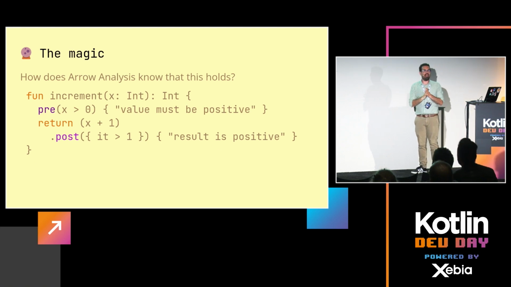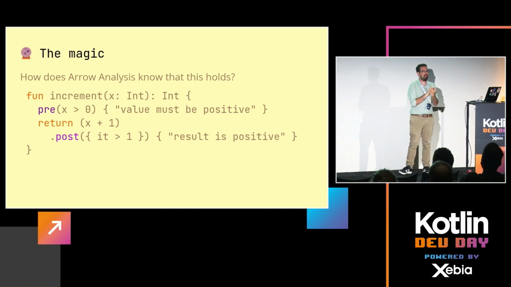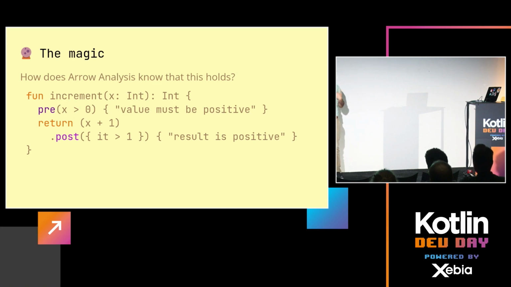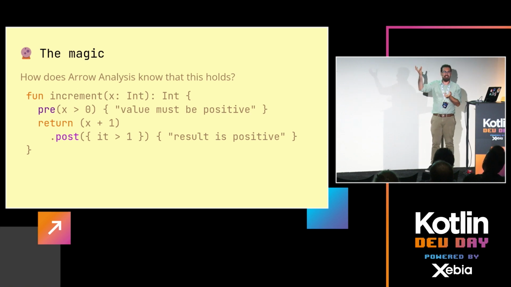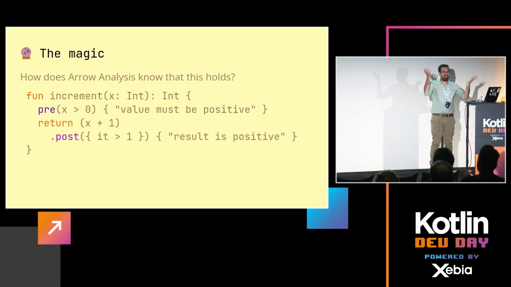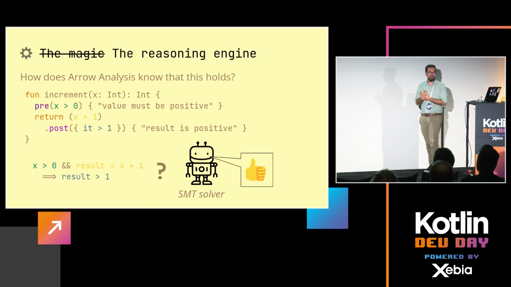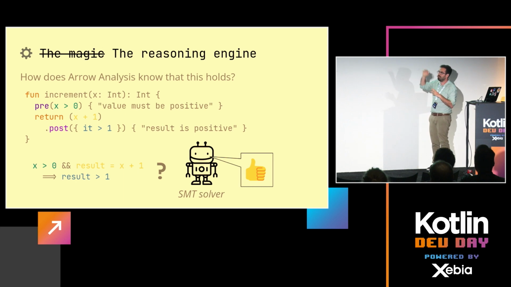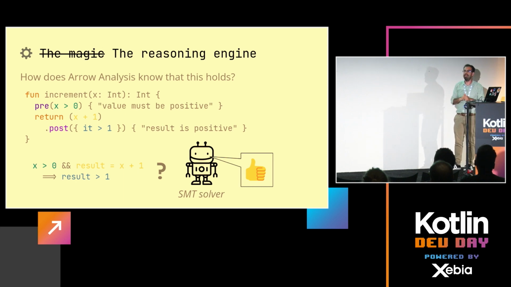So you might be wondering, it seems that there is a bit of magic here, right? Because I'm telling you, you are promising that the x is going to be greater than 0, and then somehow the tool is able to prove that the result is also greater than 0. But all we know is that the result is x plus 1. So how does it know that if I take a positive number and add 1, the result is still positive? Well, you can see this as magic, but there is actually a reasoning engine. So we are using something called an SMT solver. I will go into where the name comes from in the next slide, but it's essentially a black box.